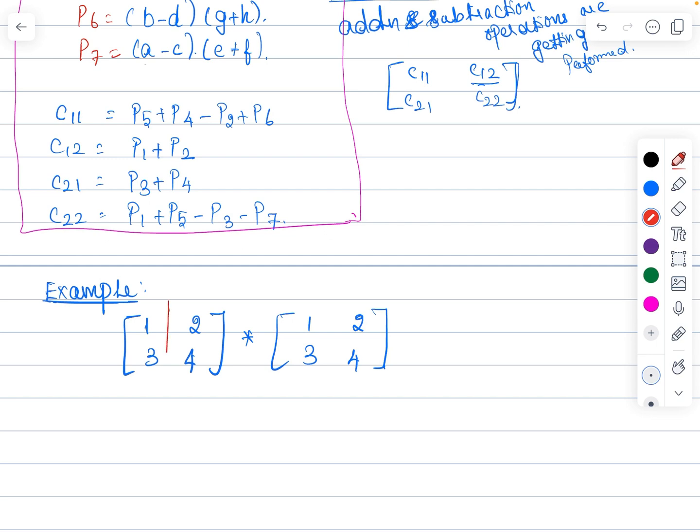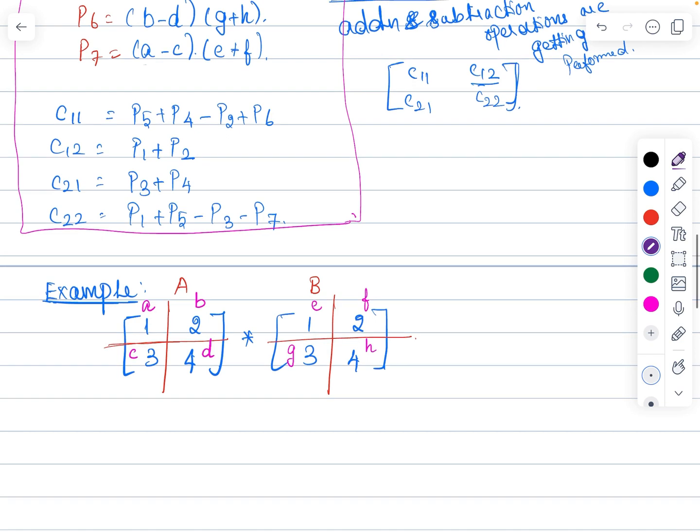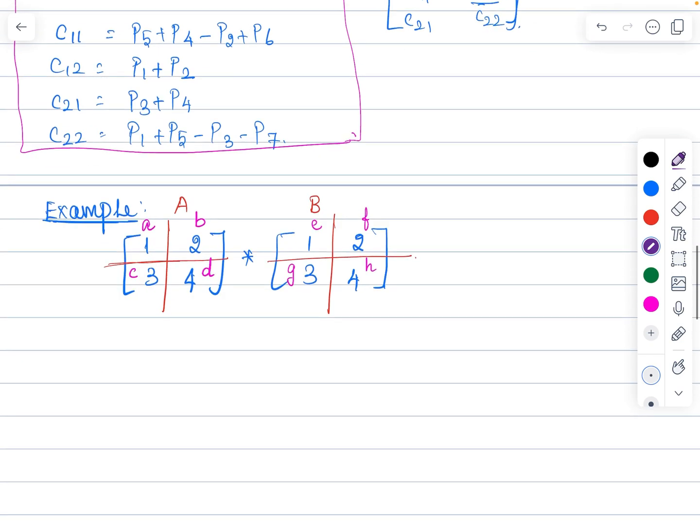Divide into subproblems. If you divide it, you will get 4 different subproblems in the A matrix, and again 4 different subproblems in the B matrix. The first subproblem is going to be named A, this is B, this is C, and this is D. And here the subproblems are E, F, G and H. Let's solve it using Strassen's matrix multiplication method.